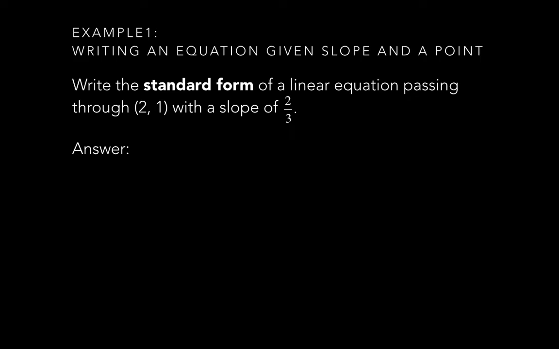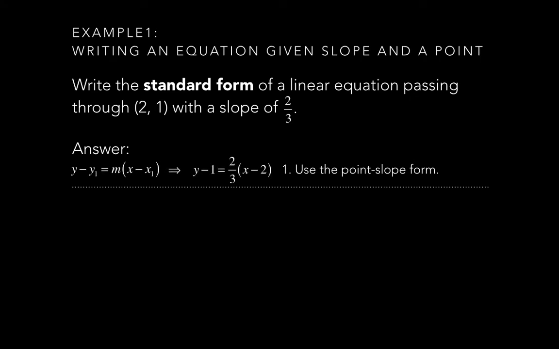We're asked to write the standard form of a linear equation passing through that point with a slope of 2/3. So we use the point-slope form. Substitute into that form what you know. The y value is 1, the slope is 2/3, and your x value is 2.